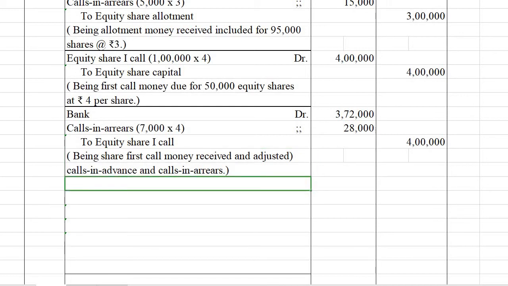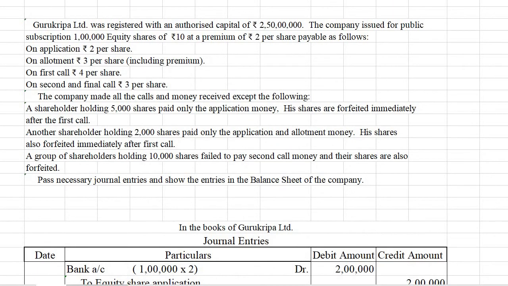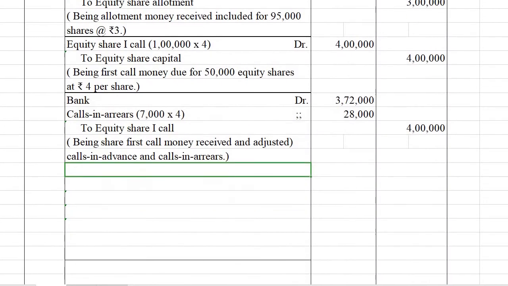Now after this first call, it is given that 5,000 shares and 2,000 shares, total 7,000 shares, are forfeited immediately after the first call. Let us write the journal entry for forfeiture of these 7,000 shares. We have studied in the last class, the forfeiture entry is share capital debit, the called up value. Then if premium is not paid, we will write securities premium reserve debit, if it is not paid.